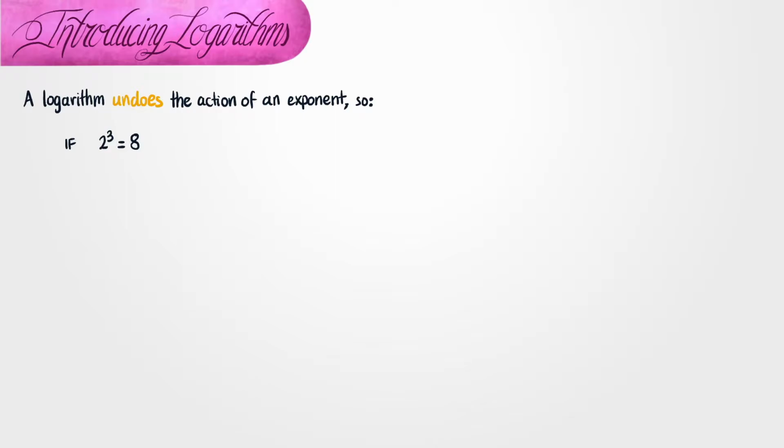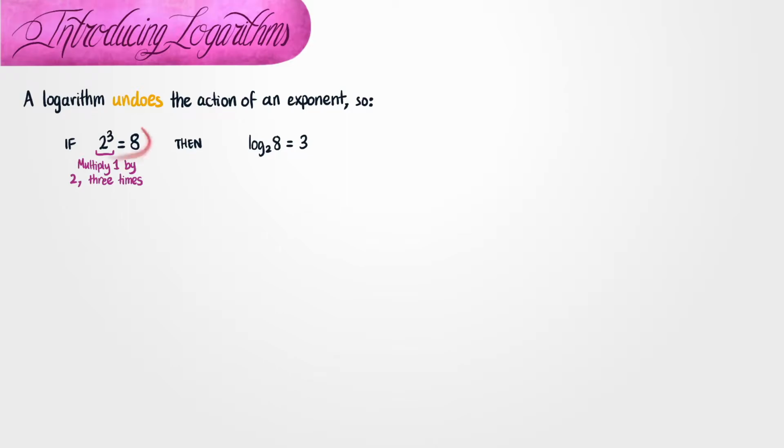To explain this properly, let's try to remember what an exponent actually does. When we write 2 to the power of 3, we're saying that we start with the number 1 and we multiply it by 2 3 times, and that gives us the number 8. So if 2 to the power of 3 tells us to multiply the number 1 by 2 a total of 3 times, then the corresponding logarithm should ask the opposite question.